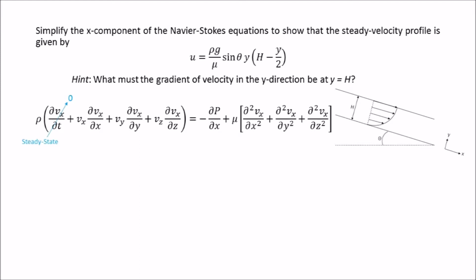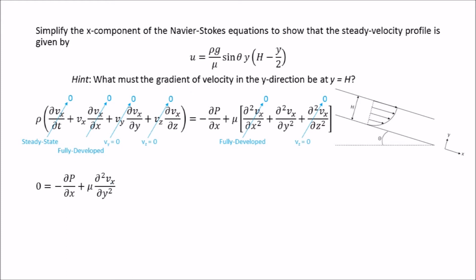Assuming that we're at steady state, the time derivative goes to 0. For fully developed flow, our x velocity doesn't change in the x direction. This assumption applies to both the first and second derivatives of the x velocity with respect to x. We also assume that velocity in the y direction is 0, and we can also assume that the z velocity is 0, or set this term equal to 0 because we're looking at a two-dimensional problem. This also eliminates the second derivative of the x velocity with respect to z.